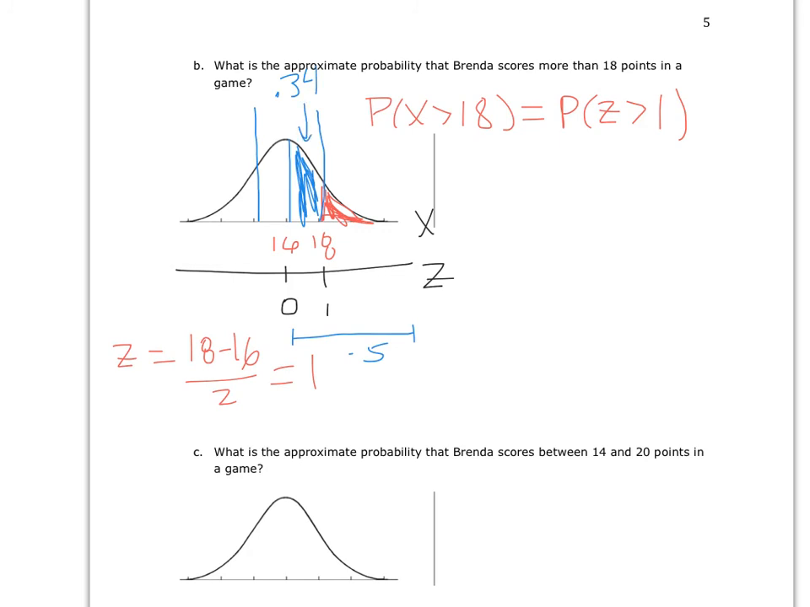So if we take the whole area to the right, which is 0.5, and we subtract off the piece that is not included in the probability we're looking for, the 0.34, that gives us 0.16. That is the area in the tail that is shaded, where x is greater than 18, where z is greater than 1.